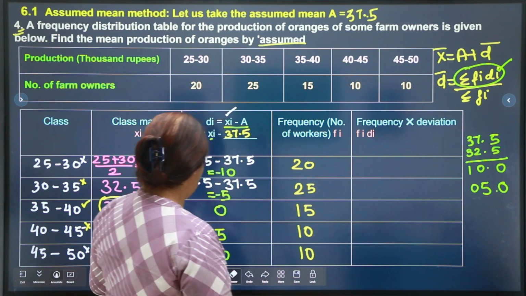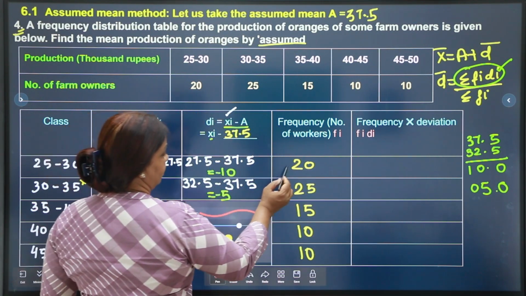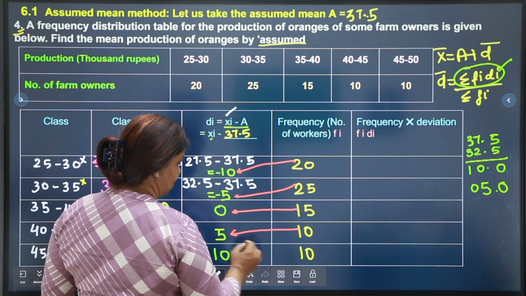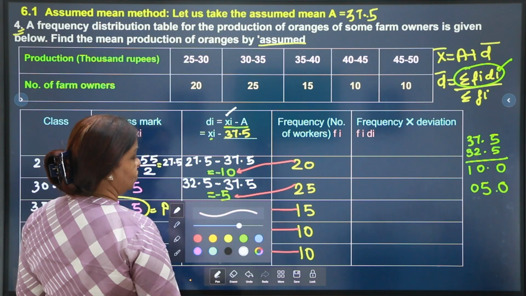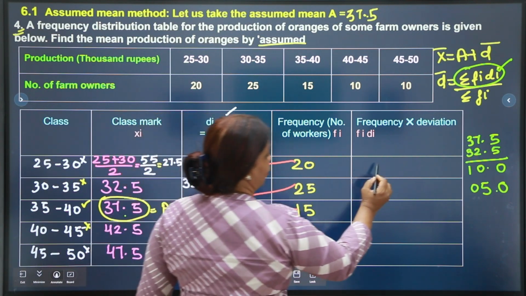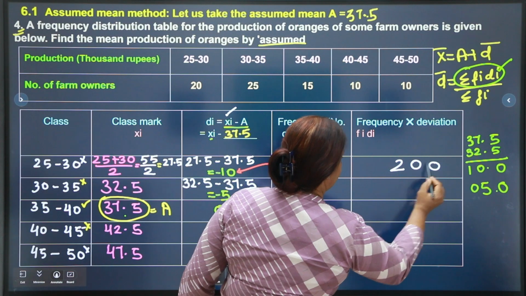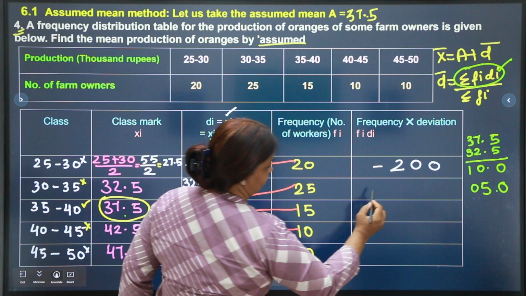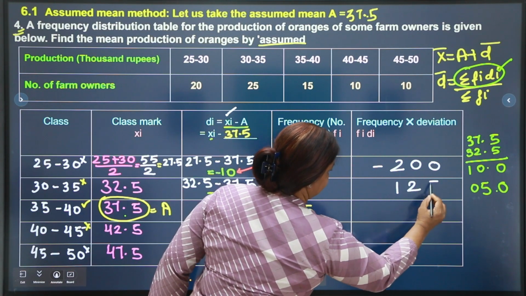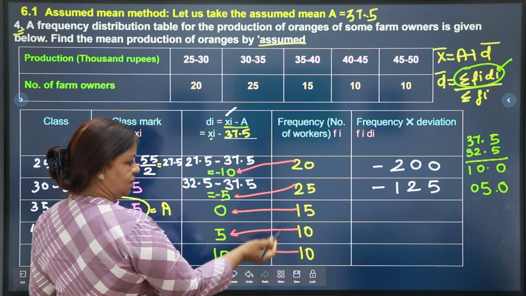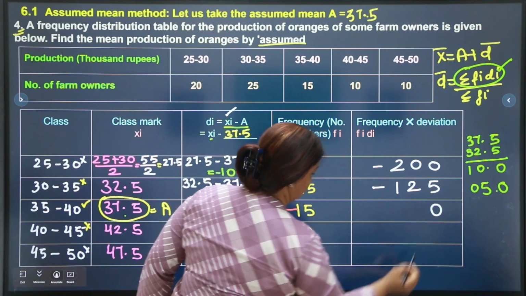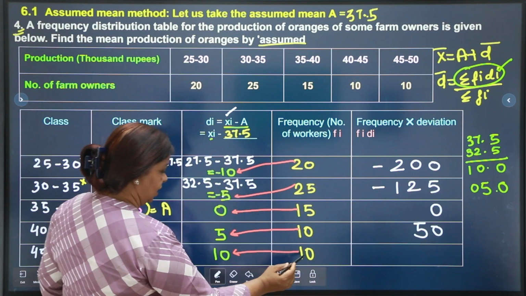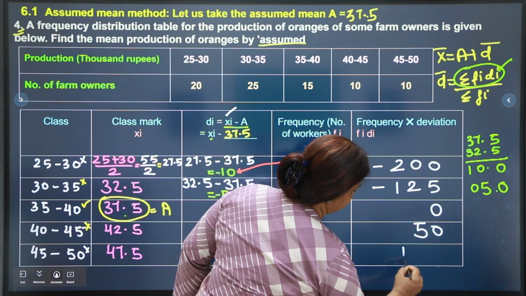So let's multiply it. Multiply this number, this number, this number, this and this. So 20 into 10, 200, but minus, because minus 10. 25 into 5, 25 5s are 125, but minus. 15 zeros are 0. 10 into 5, 50. 10 into 10, 100.